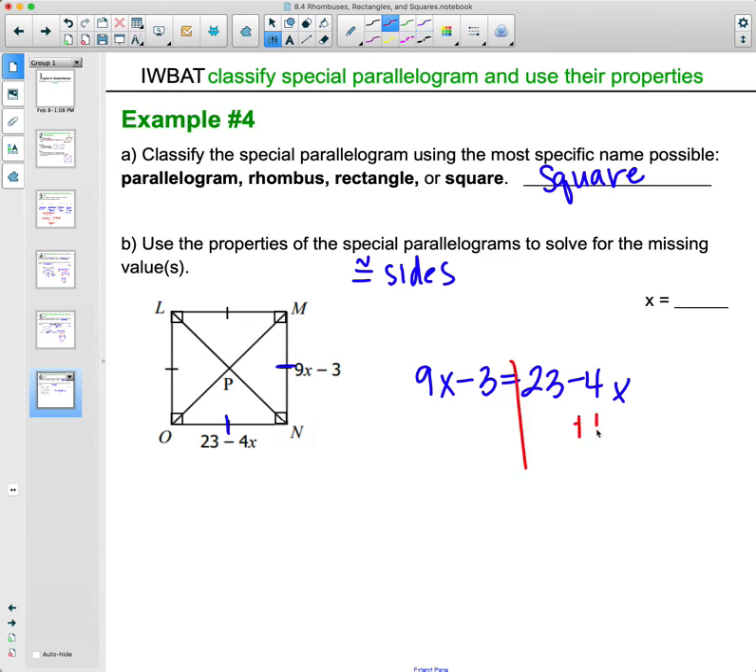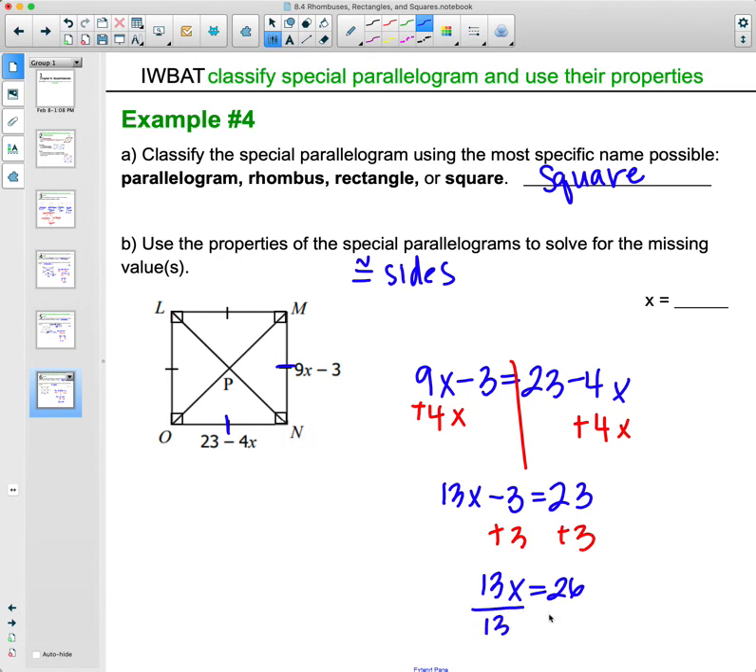So I'm going to get these x's together. I'm going to add 4x to both sides. So 13x minus 3 is equal to 23. Then add 3 to both sides. So we get 13x equals 26. Divide by 13 to get x equals 2.